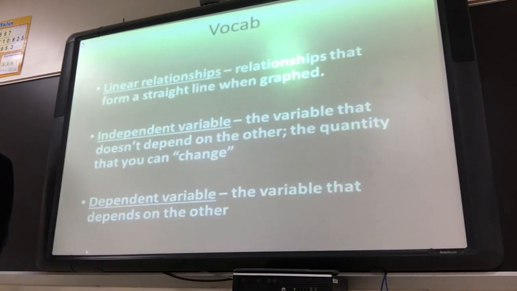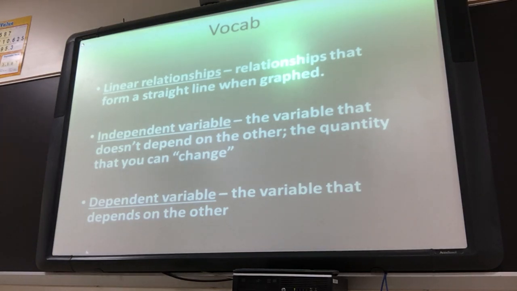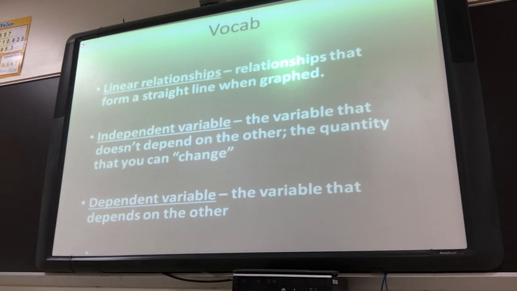So before we get started with that though, there's a couple words, and all three of these terms are very important with what we're going to be doing today. The first one, linear relationships, that is something that you're going to be using and seeing the rest of the school year, and even into 8th grade, 9th grade, 10th grade. So that's a term that you're going to hear and see quite a bit in the future.